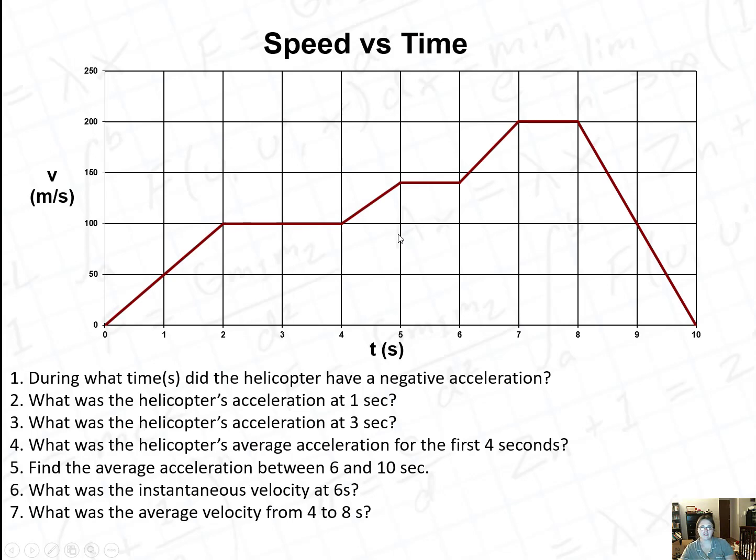So here is a graph that is a velocity versus time graph. You have to notice here that it is velocity that we're looking at and not distance. So this is looking at how a helicopter traveled, and it asks, what time did the helicopter have a negative acceleration?